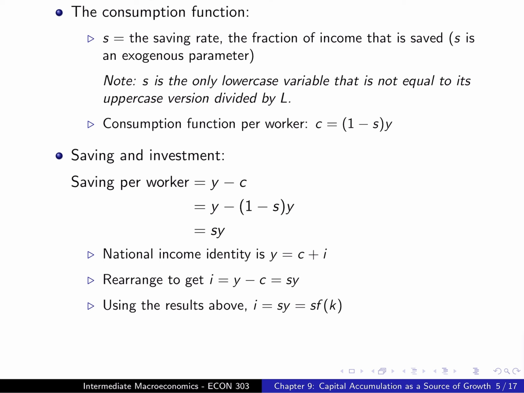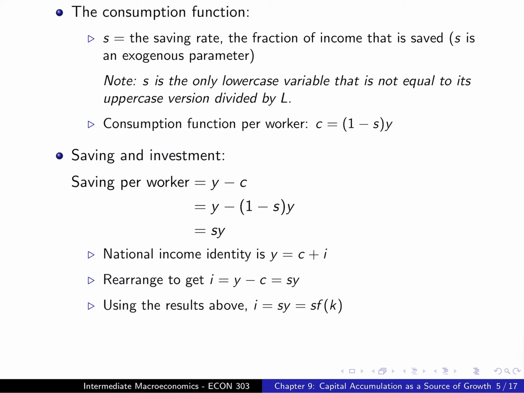Let's derive saving and investment. Saving per worker equals income per worker minus consumption per worker, or lowercase y minus lowercase c. Substitute the consumption per worker, then saving per worker equals saving rate times income per worker, or lowercase s times lowercase y. From the national income identity, lowercase y equals lowercase c plus lowercase i. Rearranging gives lowercase i equals lowercase y minus lowercase c equals lowercase s times lowercase y.